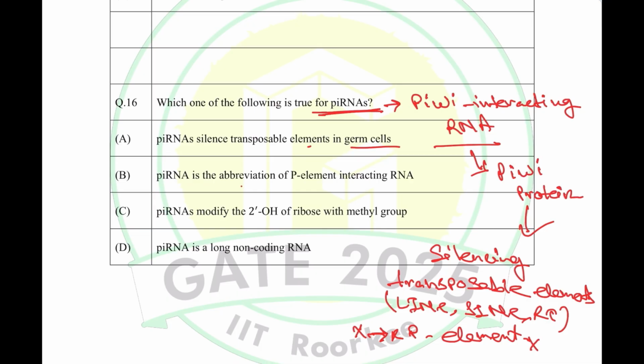piRNA is the abbreviation of P element interacting RNA. piRNA modifies the 2' OH of the ribose with a methyl group. piRNA is a long non-coding RNA. So here we can get the answer. Option A will be the correct answer. piRNA silences the responsible elements in the germ cell.